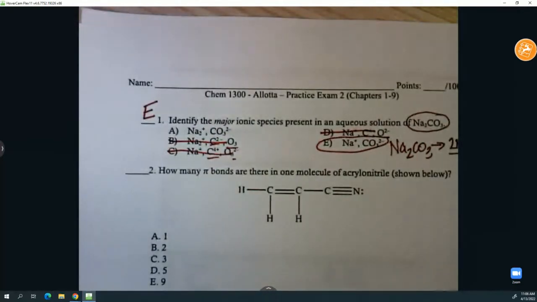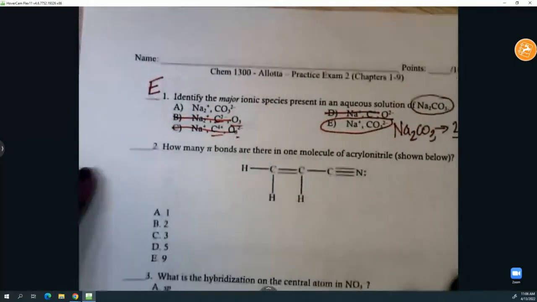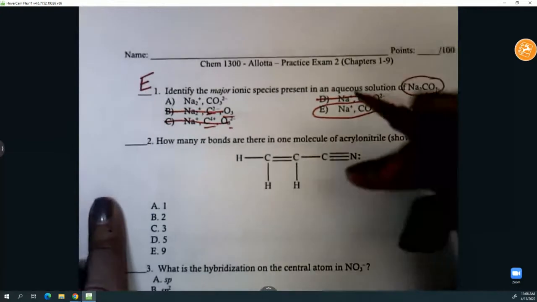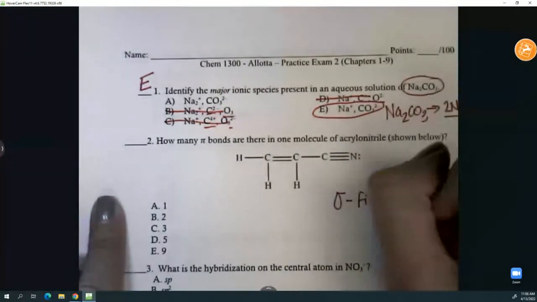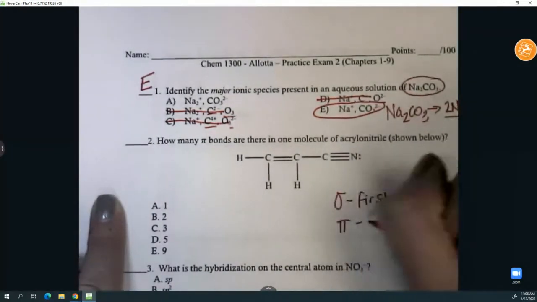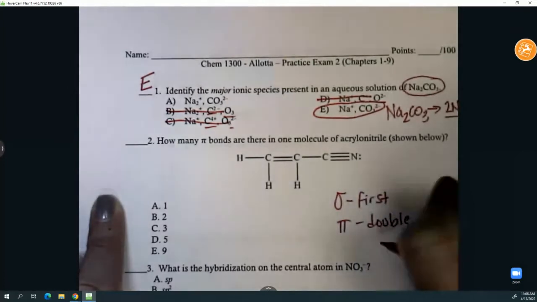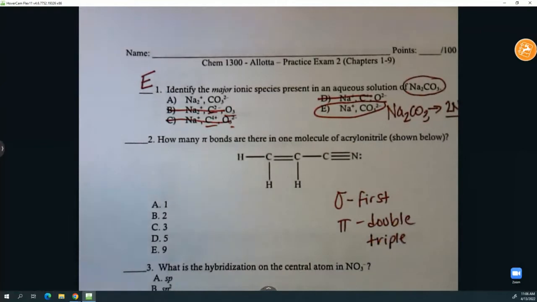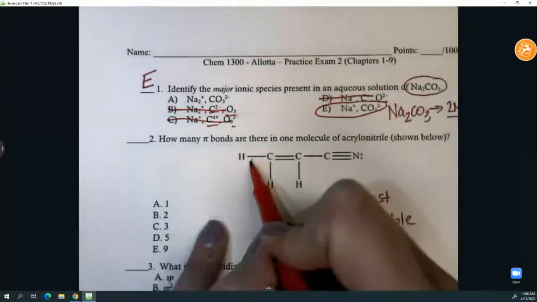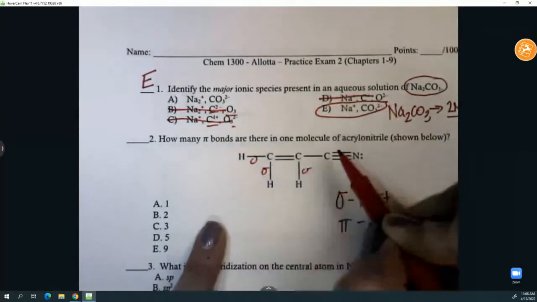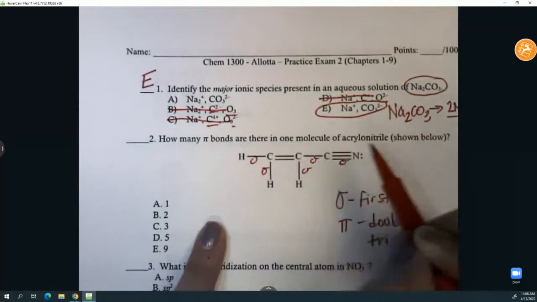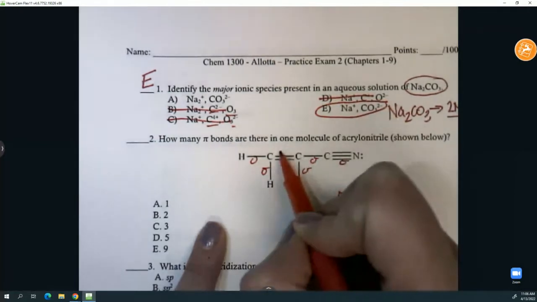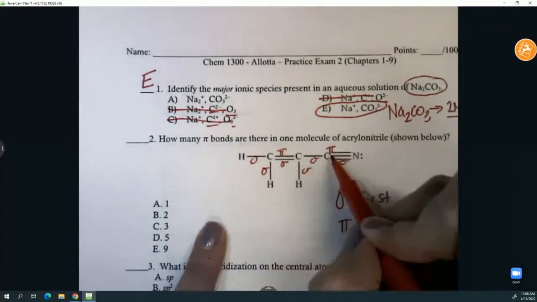Okay, for the number of pi bonds. All right, so what is a pi bond? A sigma bond is the first bond, and then a pi bond is the double bond, the second bond in a group, or the third as well. So this is a sigma, sigma, sigma, sigma. And then the first one here is a sigma, and the first one here is a sigma. So I have 1 pi here and 2 pi's here.